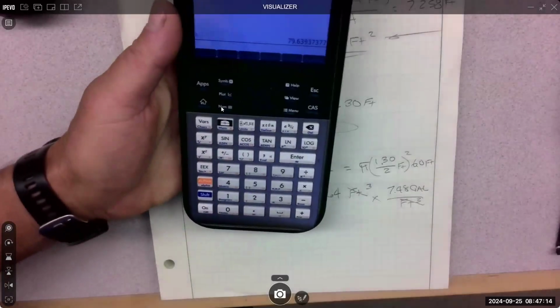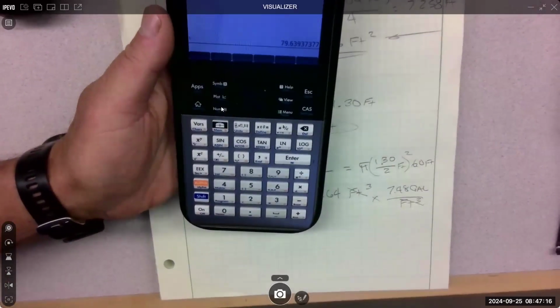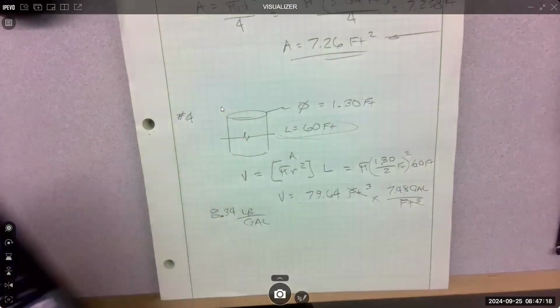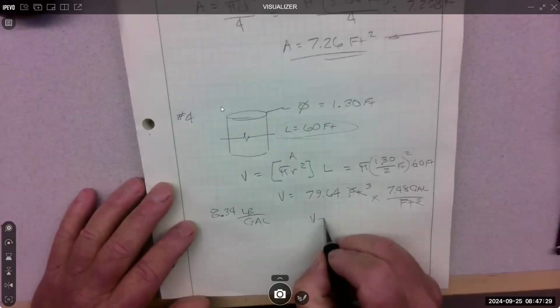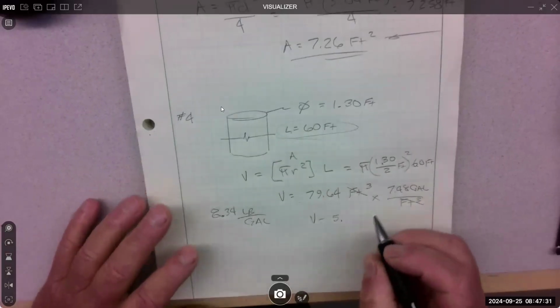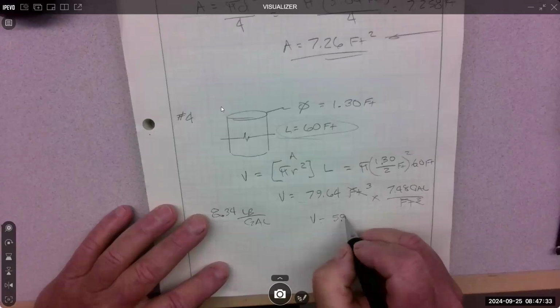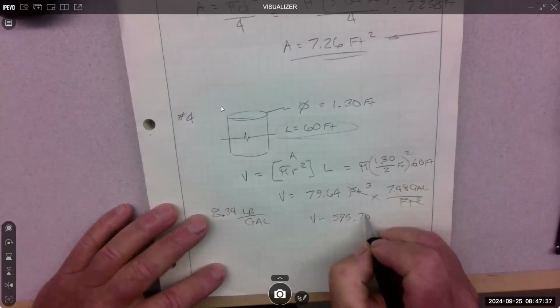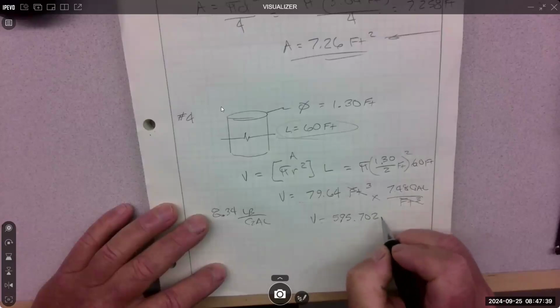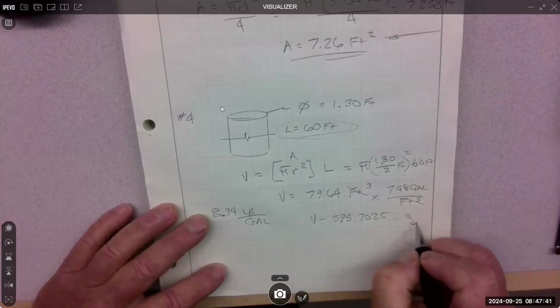So that's the whole number, 79,639,3, right? 7.48 times, I'm getting 595.7. Yeah. Gallons. So this again is a volume, 5,595.7025, and it keeps going, gallons.